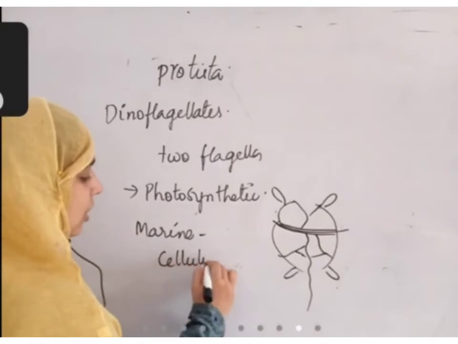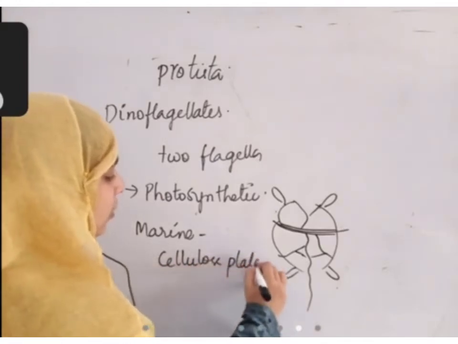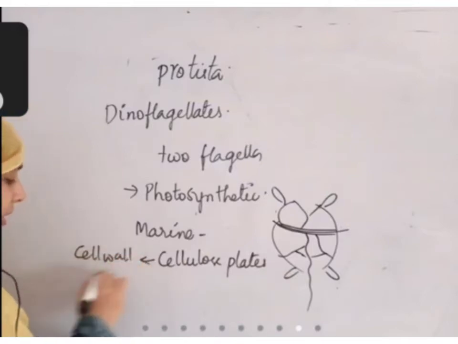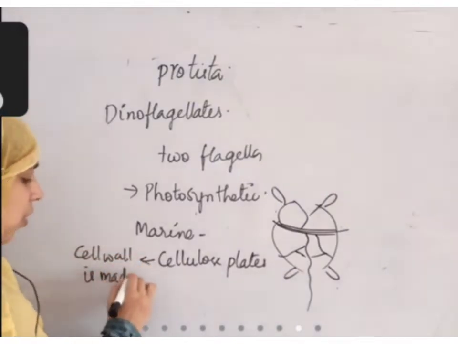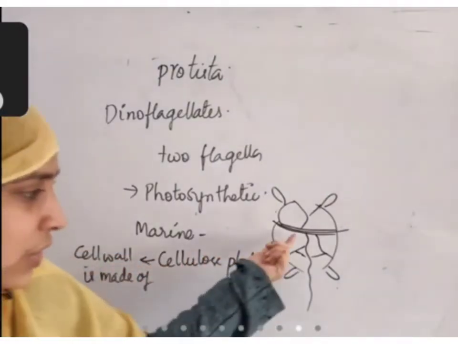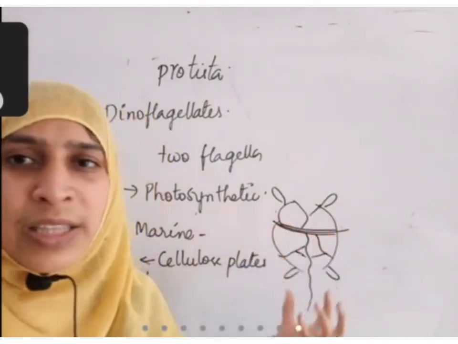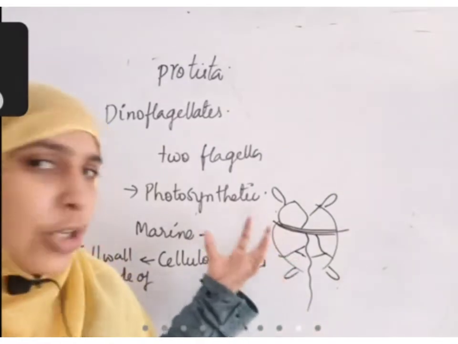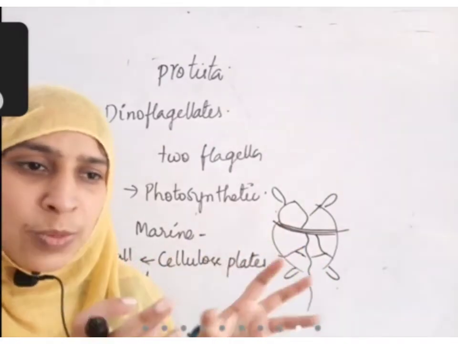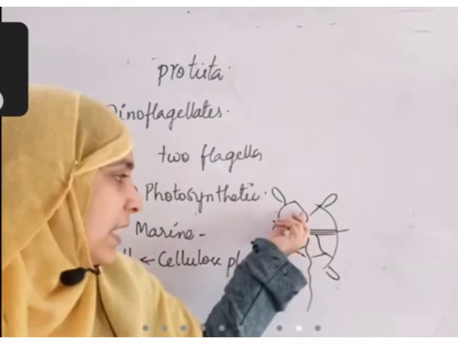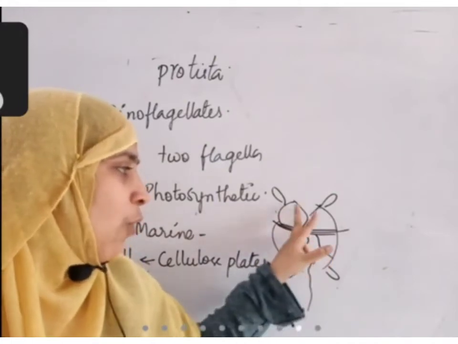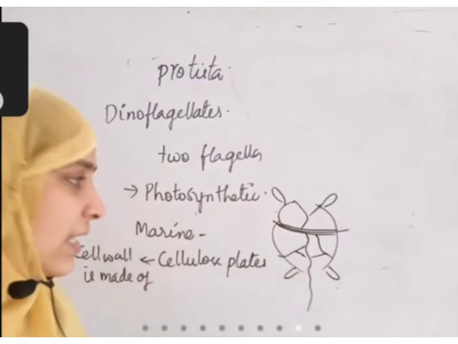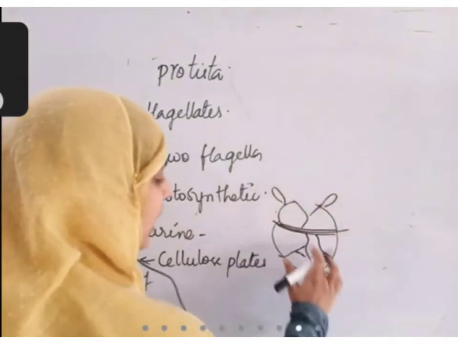The cell wall is made of cellulose plates. This is one plate, this is one plate, like they are joined together. You see a tortoise, how it looks, no? For a tortoise, the shell has small plates like that. These are cellulose plates. So the cell wall of this dinoflagellate has cellulose plates like this. These 4 are feet and 1 flagella.